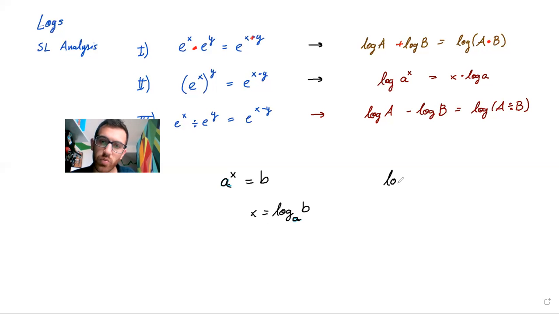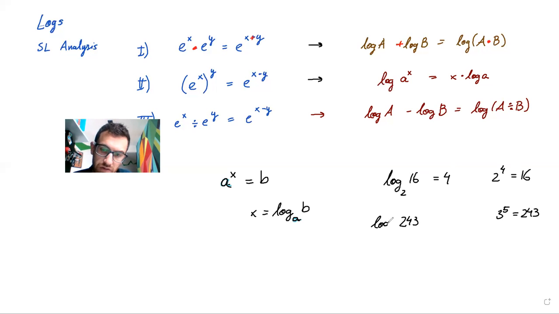For example, what is the log of 16 base 2? This is 4 because 2 to the power of 4 equals 16. The same way, there's a number I like very much, 243. I guess this is 3 to the power of 5. Let me check. 3 to the power of 5, yes, exactly. So because 3 to the power of 5 is equal to 243, then the log of 243 is going to be equal to 5 if the base is 3.